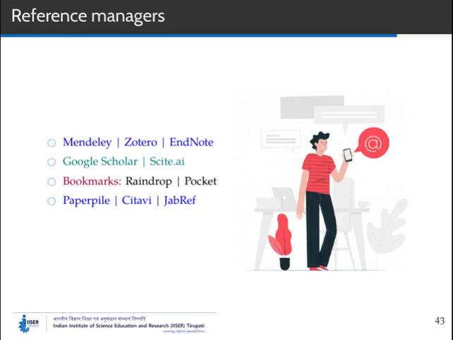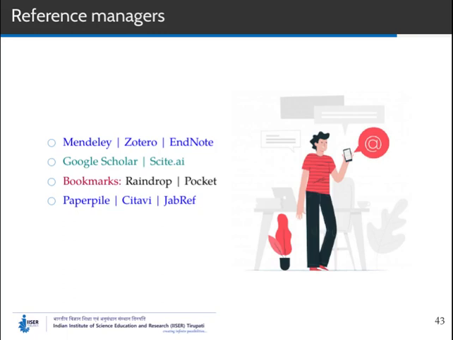So, artificial intelligence based websites like Scite AI show whether a particular article is positively referred or negatively referred. You can also consider Paperpile or Scite AI chapter. These are all very good and well-known reference managers.